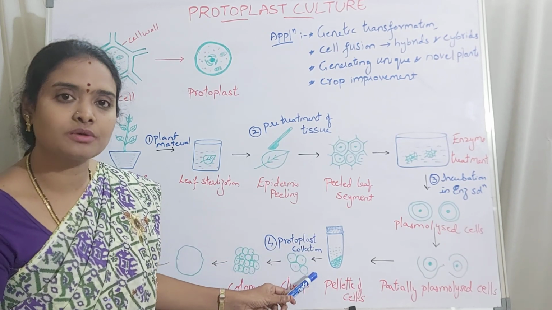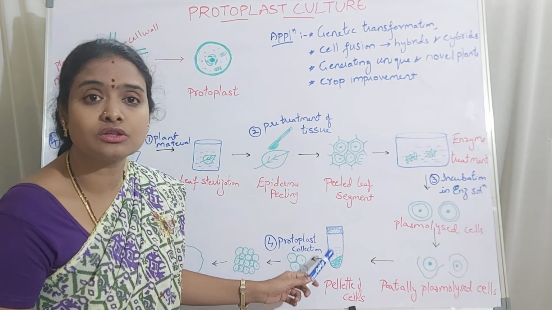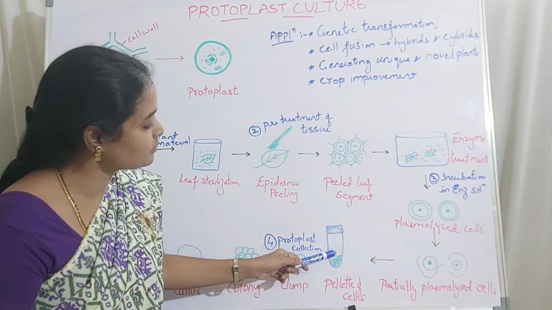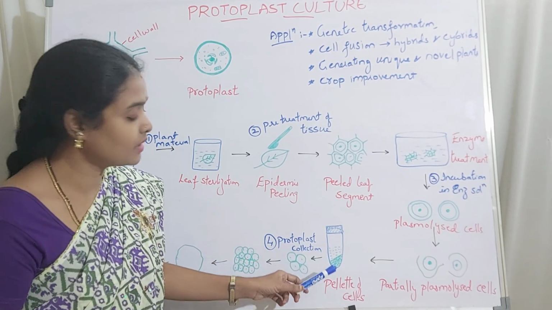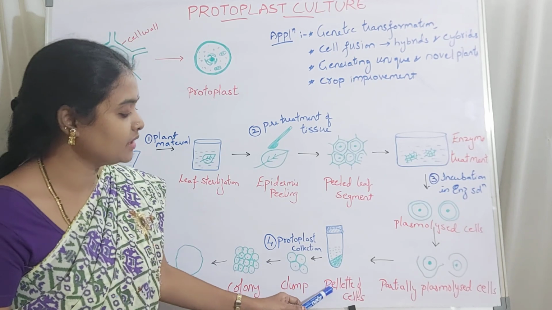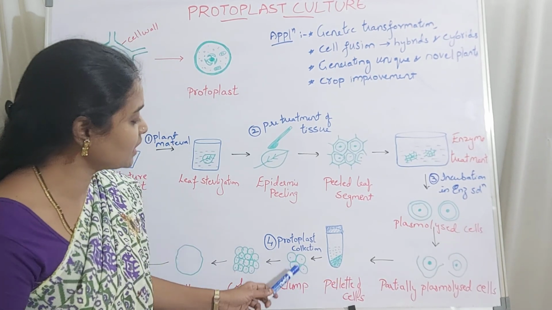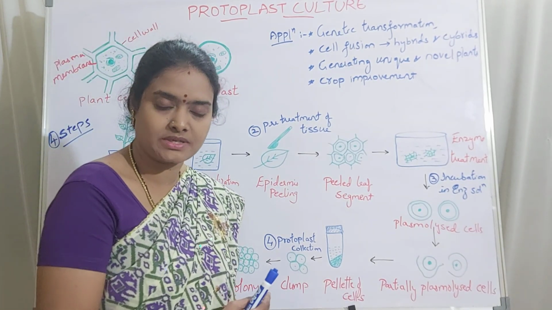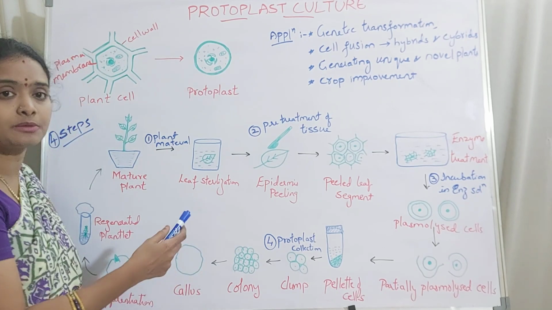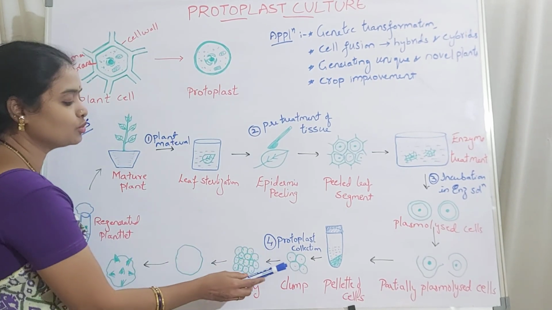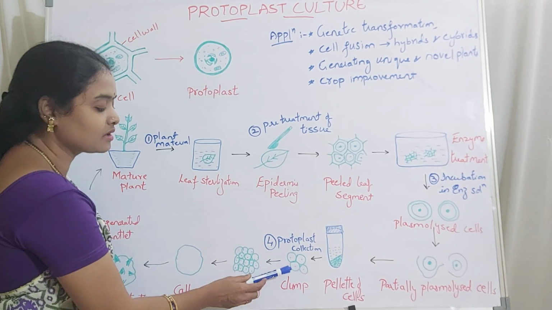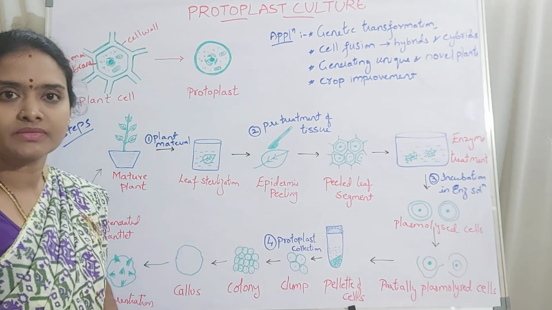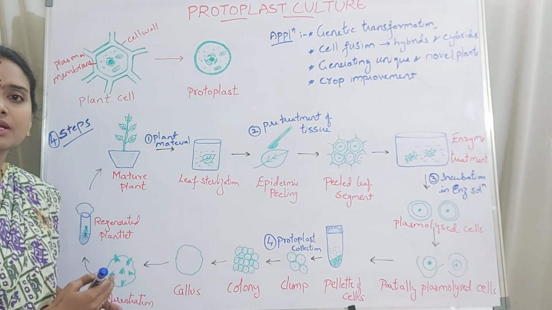In the centrifugation process, based on the density, you are going to collect the pellet of cells, that is nothing but your protoplast. All the cell debris and cell wall will be present here, and your protoplast can be collected. From the pellet you purify the protoplast, so that only protoplast cells are present and no plant cells with cell wall. Here you have only the protoplast cells as a clump.